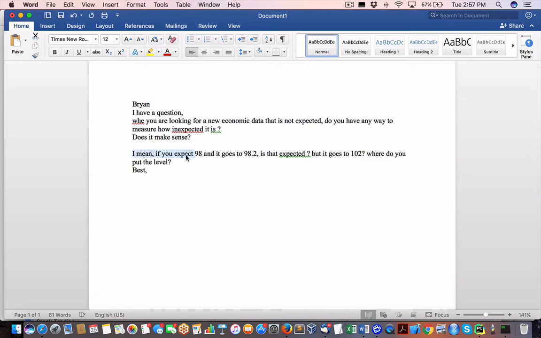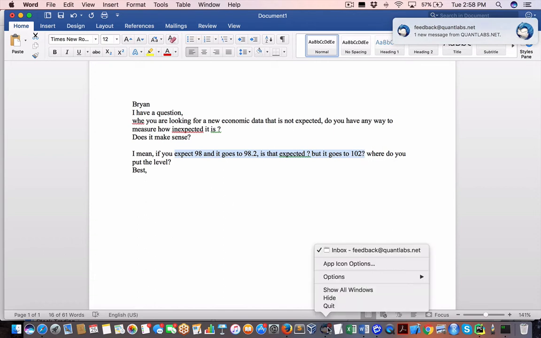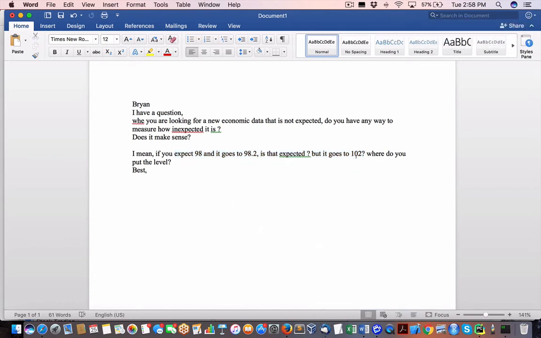Now, the second part: if you expect 98 to go to 98.2, I'm not sure if he's referring to the price of a currency exchange or a currency pair, but it goes to 102. Where do you put that level? Again, I'm not sure what this refers to. I'm going to assume this is price action. On top of that, where do you put that level? Okay, what I'm interpreting here is he's referring to stop losses.